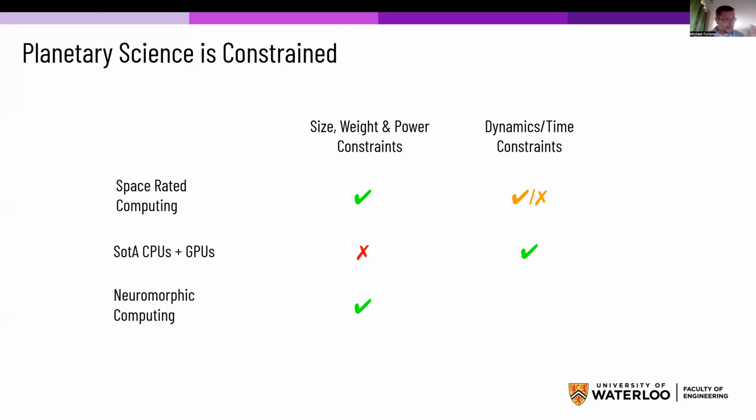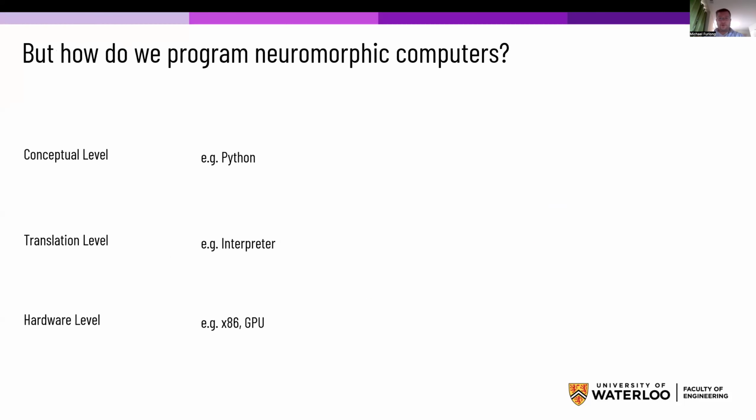And that is why neuromorphic computing is interesting to me, because it promises to be low power, which is very important, and it also promises to be fast. And if these promises pay out, then this could be a key enabling technology for many kinds of autonomous operations, including planetary exploration. There is a problem, though. How do you program a neuromorphic computer? And I think that's something that people are still figuring out.